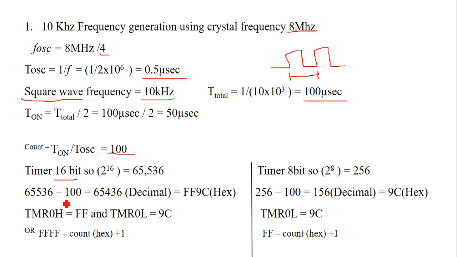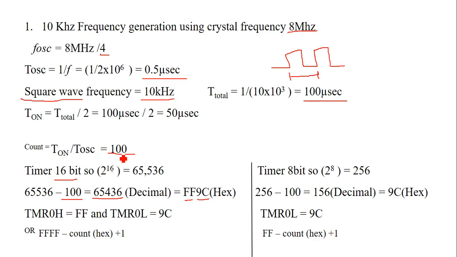So the total count, what we have calculated earlier, subtract this from 65,536, you will get a decimal value. Convert it into a hex value. So the lower 8 bits and upper 8 bits will be stored into TMR0L and TMR0H respectively. Like TMR0L will hold the 9C and TMR0H will hold the 55.